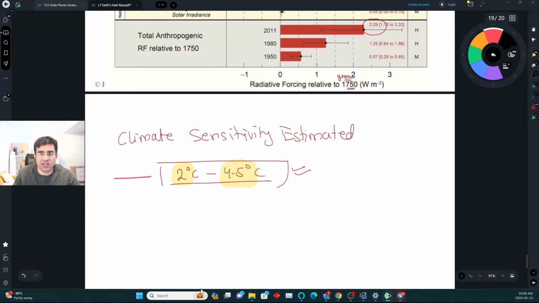There are some actually on this side of the spectrum also who say it is approximately 1 degree Celsius, and some say it could be 0.75 also. So they are not considered mainstream. This is the mainstream view.